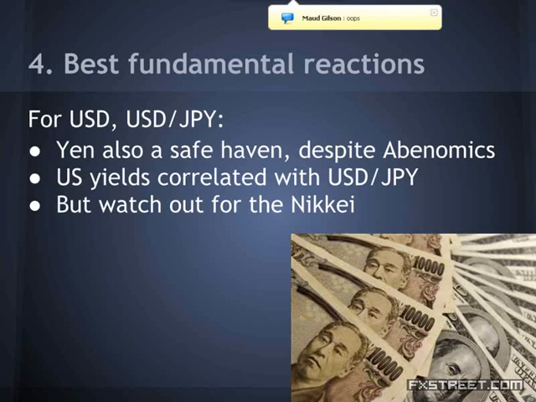So if we have better figures in the US, we have more chances of less bond buying. Higher US yields mean a stronger dollar yen. The caveat here is to watch the Nikkei. We've seen recently that dollar yen moves best according to the Nikkei stock index in Japan. During the Asian session, when the Nikkei goes up, dollar yen follows, and when the stocks in Japan fall, dollar yen falls. But anyway, for US dollar releases, this is the best currency pair in my opinion.